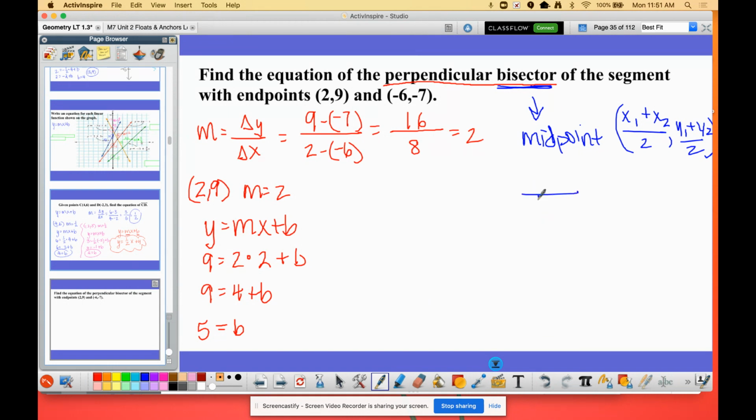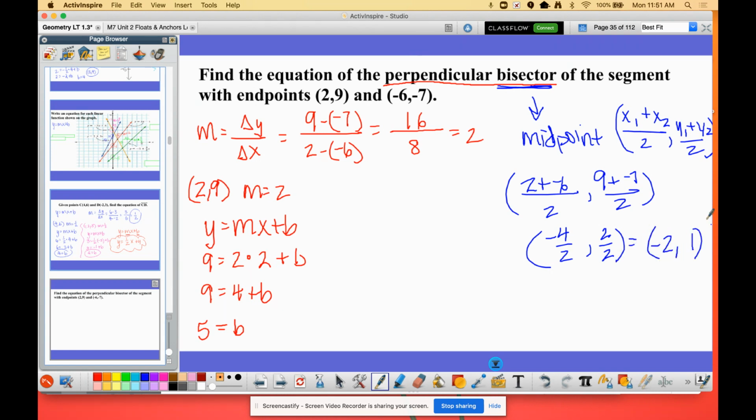So to find our midpoint, we're going to add our x's together. So 2 plus negative 6, then we'll divide it by 2. And then we add our y's together, 9 plus negative 7, and we divide that by 2. So when we do that, we end up with negative 4 over 2 and 2 over 2. And then we want to reduce that, and we end up with (-2, 1). This is our midpoint. We're going to hang on to that.